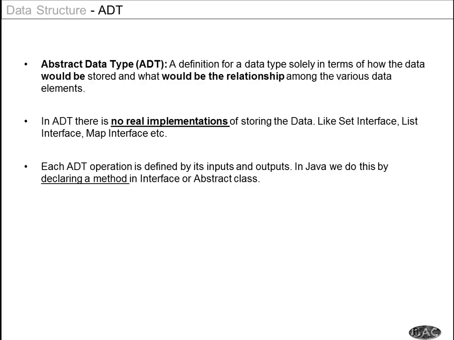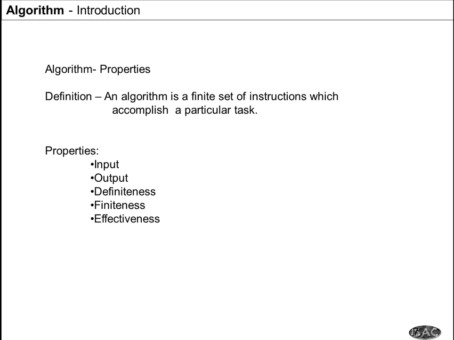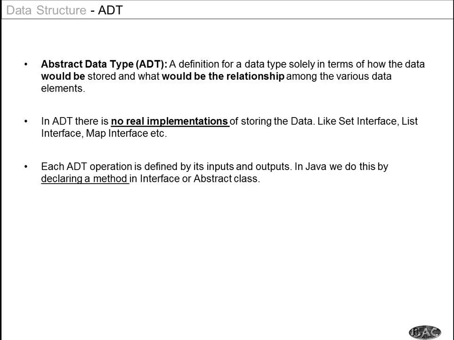Each ADT operation is defined by its input and outputs. In Java, we do this by declaring a method in an interface or abstract class.